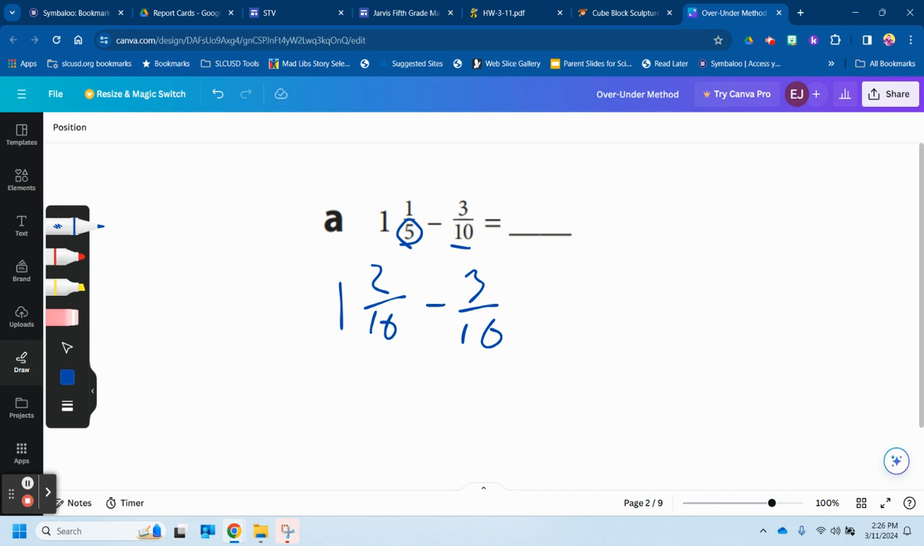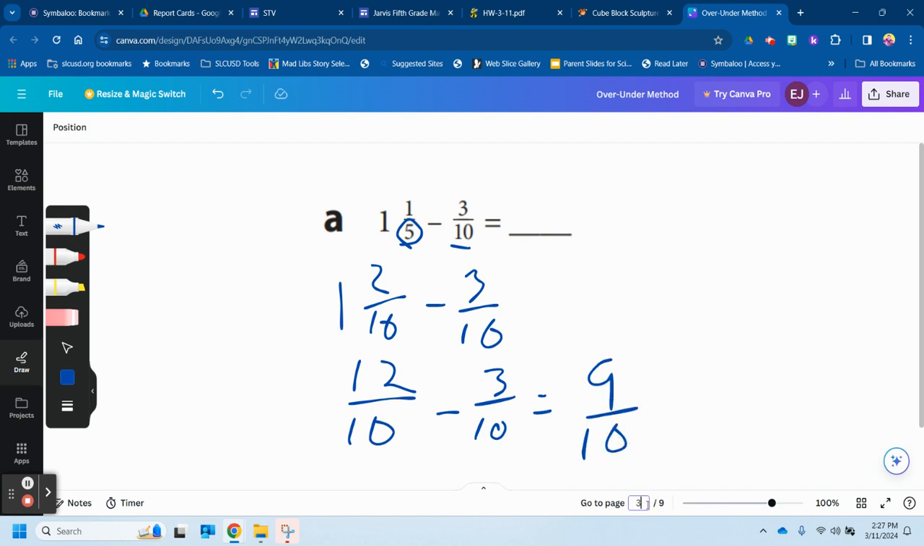Now, I can't take away 3/10 from 2/10, but I could rewrite this as an improper fraction. 1 is represented as 10/10, so I could write this as 12/10, and that's the same as 1 and 2/10, because 10/10 is 1. Minus 3/10, and I'm going to end up with 9/10. And that's in its simplest form.